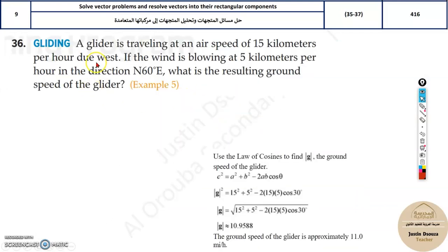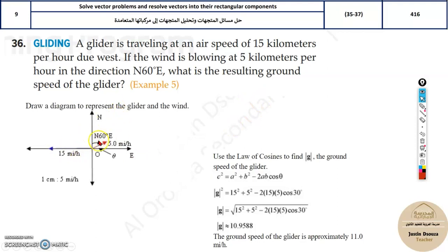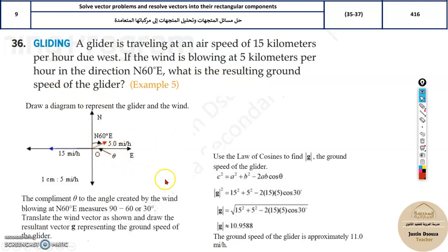Over here we have a glider traveling at an airspeed. A glider is the one who glides in the sky, at an airspeed of 15 kilometers per hour due west. So let's see the diagram over here again. East, west, due west. This glider is traveling at this particular speed. If the wind is blowing at 5 kilometers per hour in the direction of north 60 degrees east, see, it's in the opposite direction now, this side. What is the resulting ground speed of the glider? So now they want to know the ground speed basically.